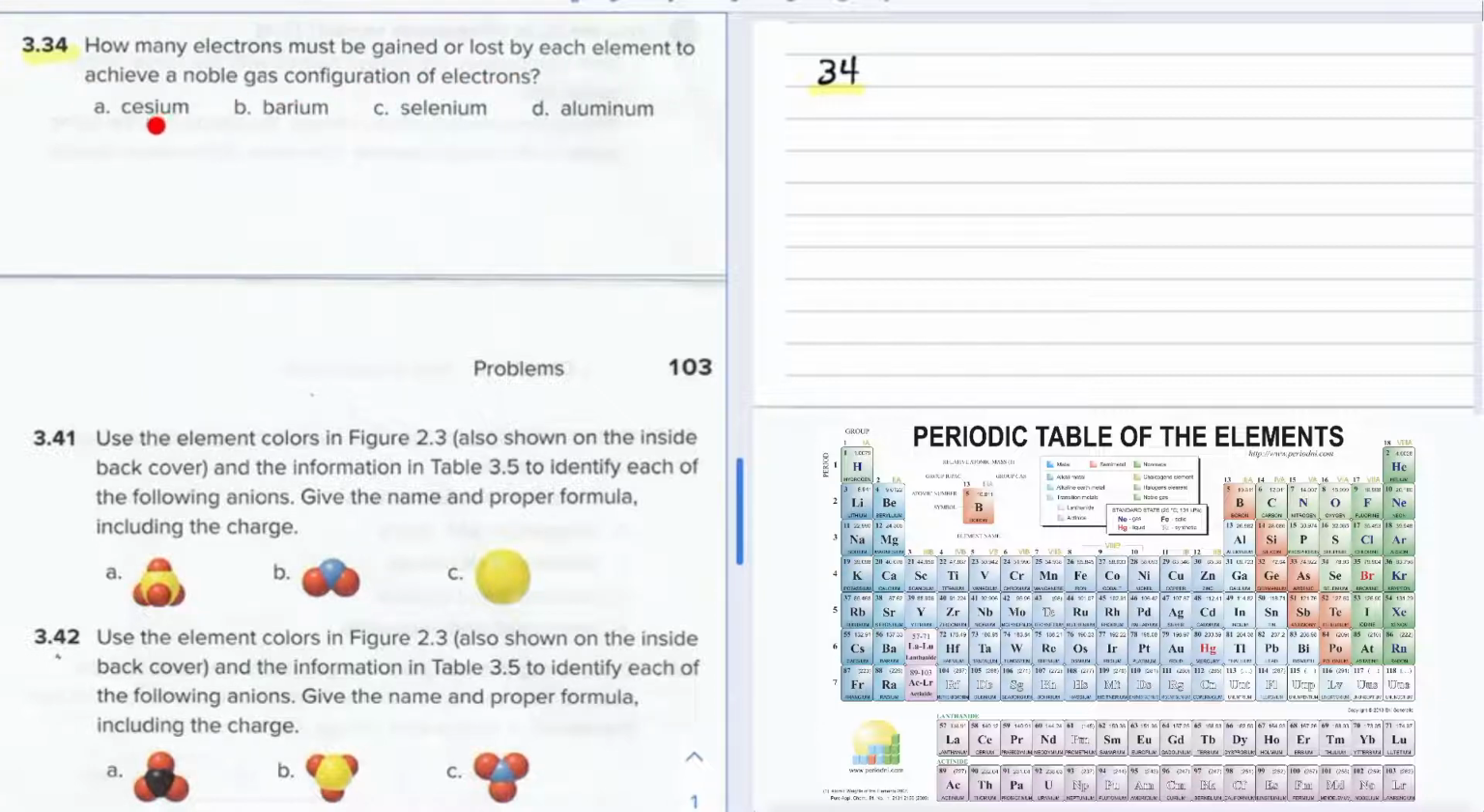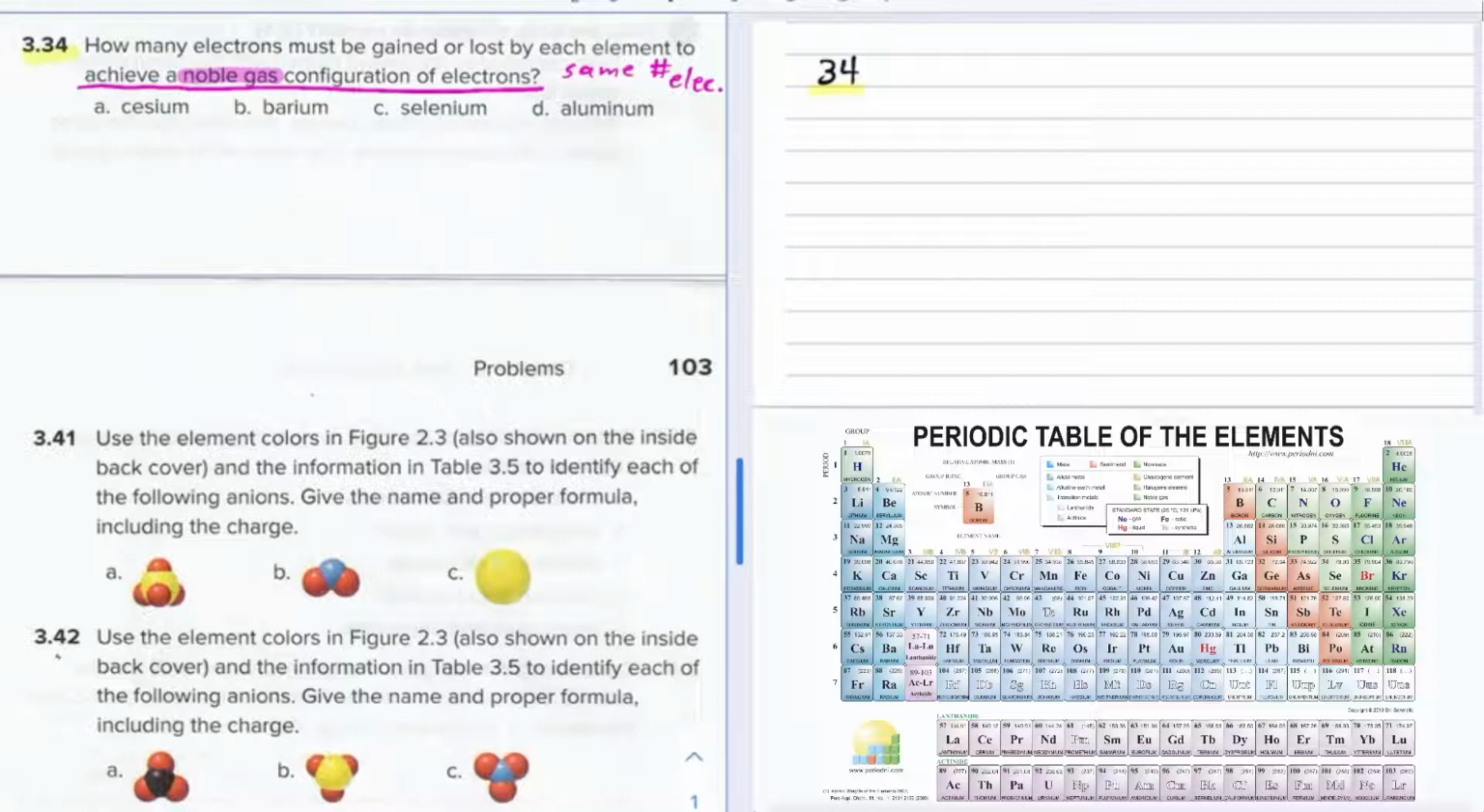Now, for cesium to achieve a noble gas configuration of electrons, that's just a fancy way of saying for it to have the same number of electrons. So let me just underline that. That means to have the same number of electrons as a noble gas. So I'll highlight that.